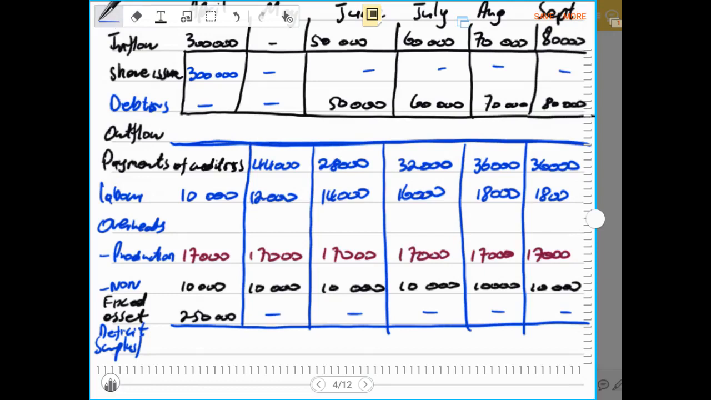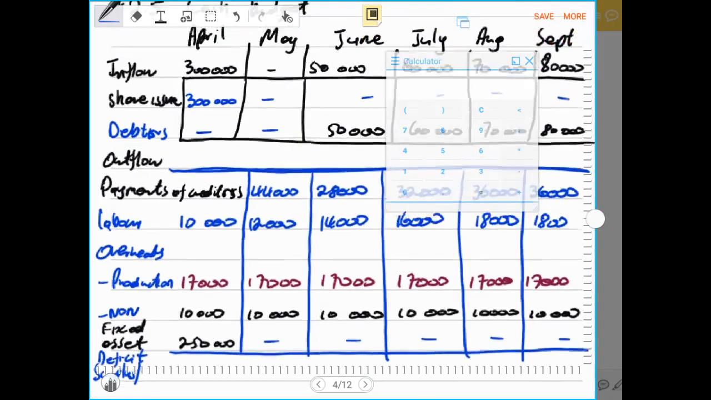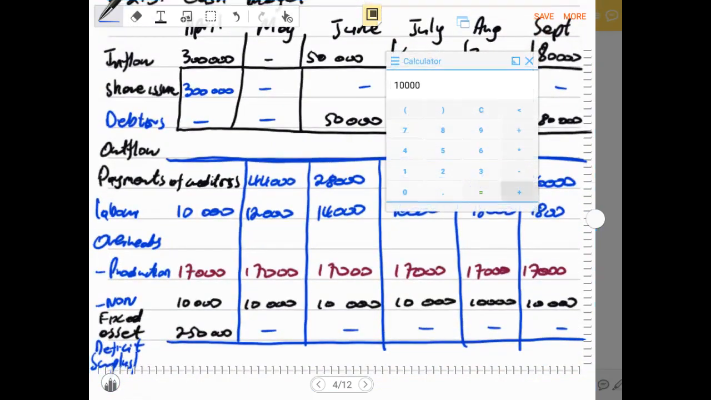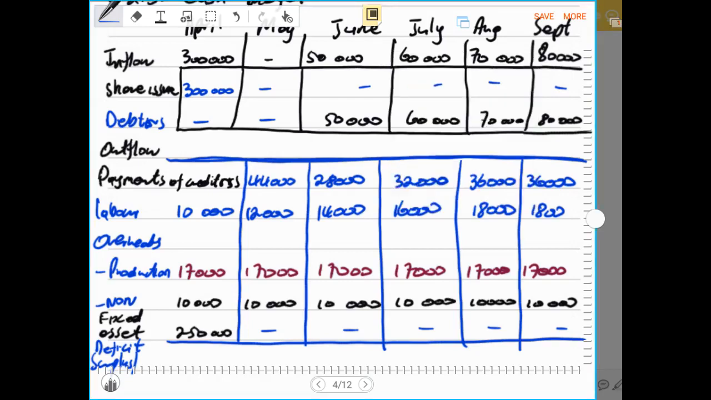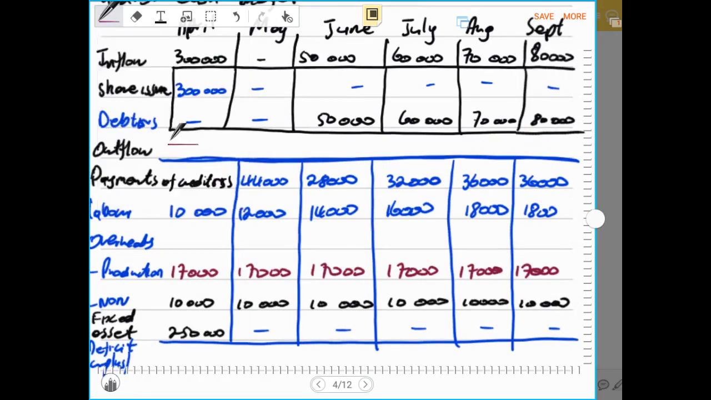So now we calculate that. Then let me give the total of everything first. So now we are in the month of April. Under the outflows, we have labor of 10,000 plus 17,000 plus 10,000 plus 250,000. This gives us 287,000 as the outflow in the month of April. That is outflow of cash, and this is in brackets.